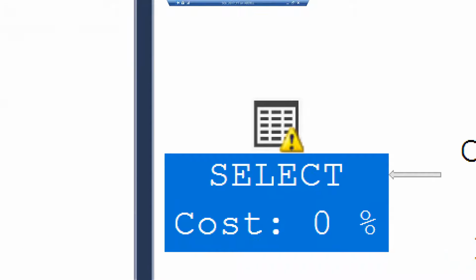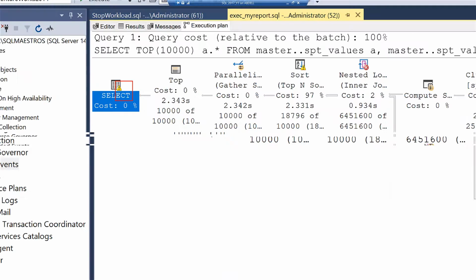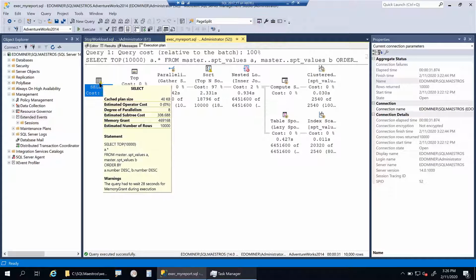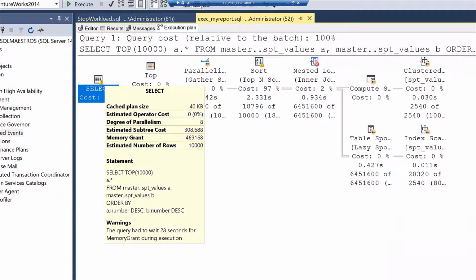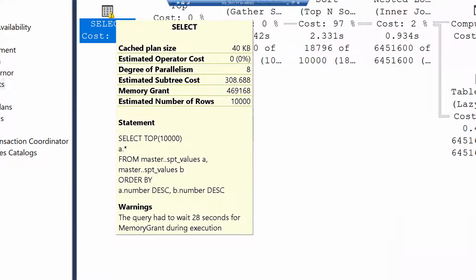Wow, now I've zoomed in really. Now I'm sure all of you can see this exclamation mark there, which means there is some problem here as well. And let me take the cursor over the select window, and I can see that one of the warnings says, and there you go, friends, look at this warning. The query had to wait 28 seconds for memory grant during execution.